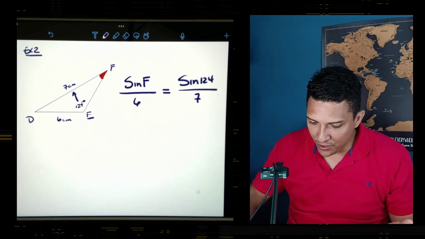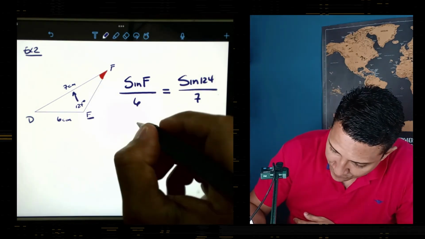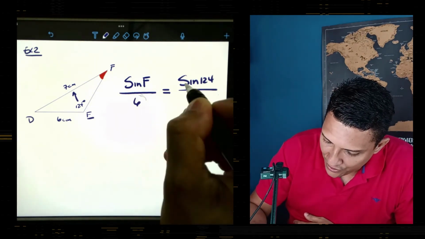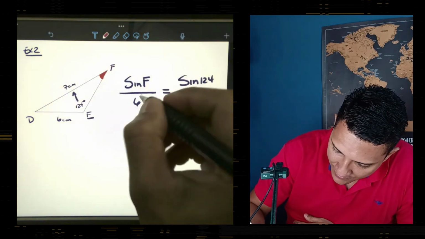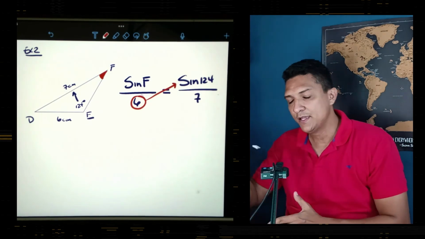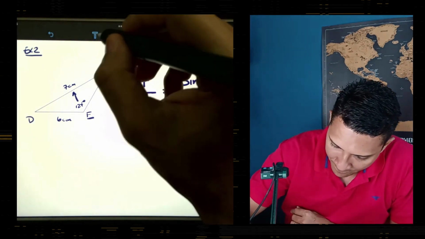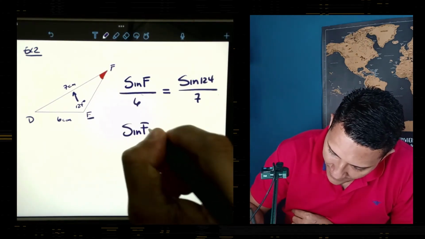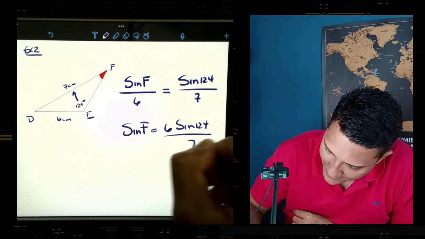Now that we know this, we need to solve this for F. How? Well, first, this 6 that is here is going to pass to the other side. Side e is dividing, so it's going to pass multiplying. That is the first step. I'm going to do that step by step. So sine of F equals 6 sine of 124 divided by 7.